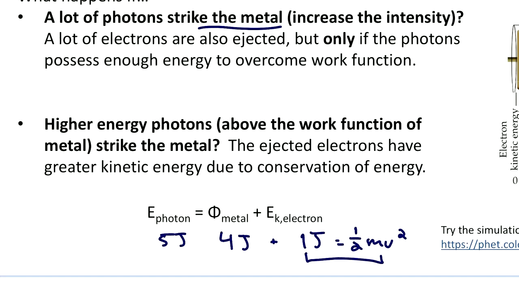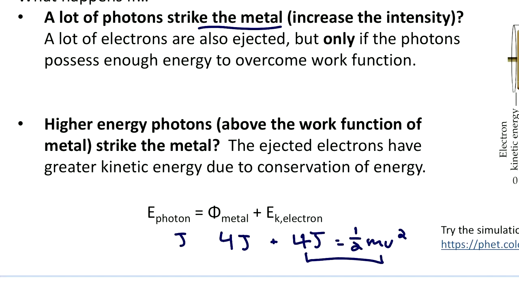So that's above the work function. Let's pretend the incoming photon had 8 joules of energy. At 8 joules, doesn't the ejected electron have to have 4 joules of energy? All that extra energy you're bringing to the surface via the light is going towards the ejected electron. Any additional energy you supply is going to make the electron move faster because of conservation of energy.